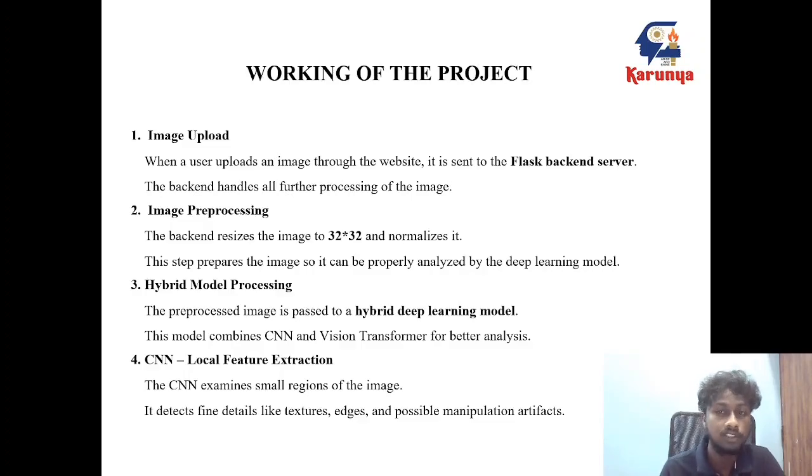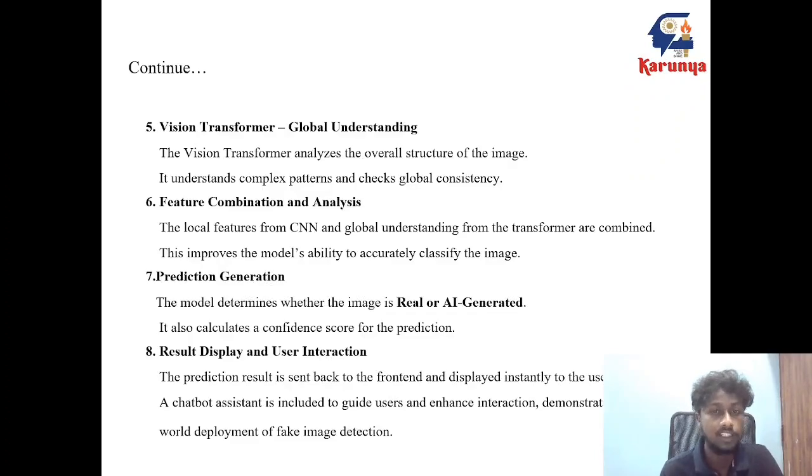The working of the project is: first, the user uploads the image, and the image is pre-processed and sent to both CNN and ViT. CNN is responsible for local feature extraction, and ViT is responsible for global understanding. Combining both provides the final output, and the output is displayed on the front end.